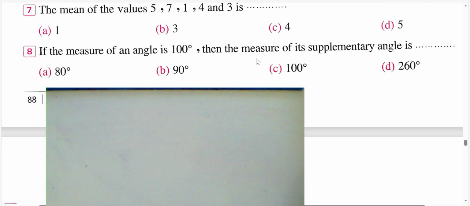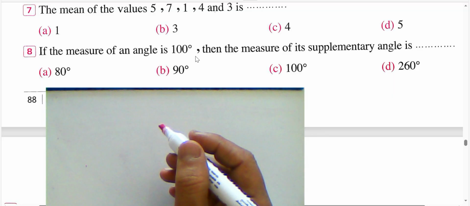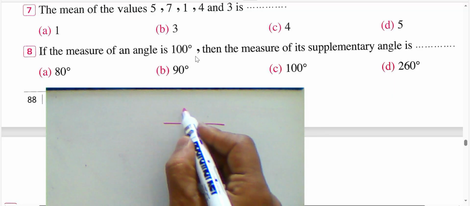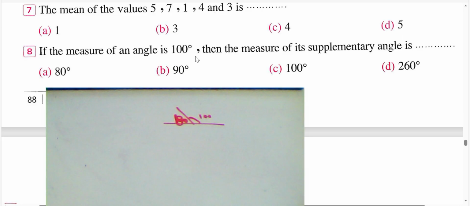Next question. The measure of an angle is 100 degrees. The measure of its supplementary angle equals. Supplementary angles: the sum of them equals 180. 180 minus 100 equals 80 degrees. The answer here will be 80 degrees. Okay, choose letter A about question number 8. The answer will be letter A.